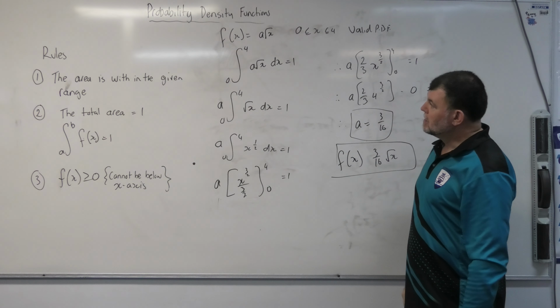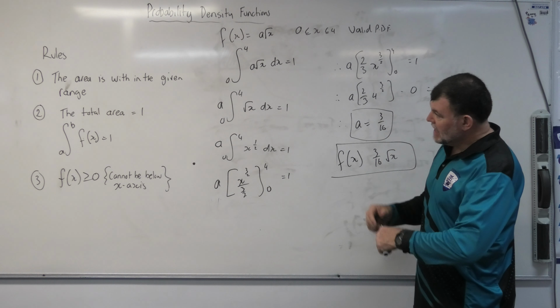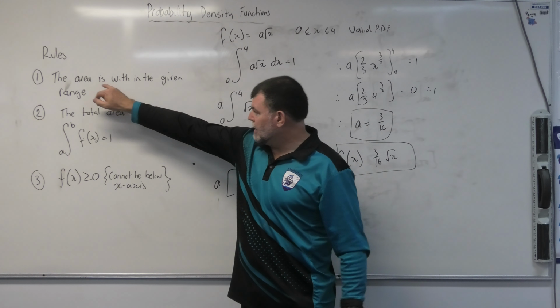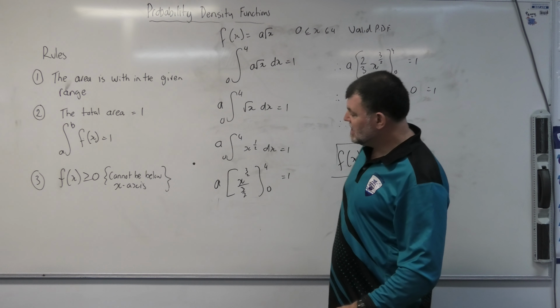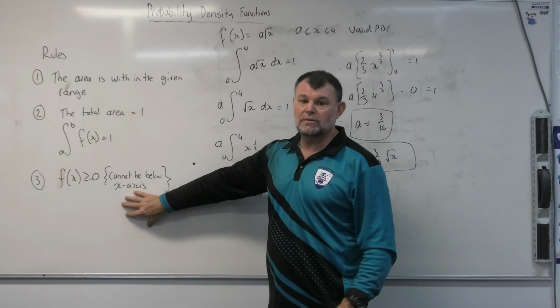So the probability density function comes down to the 3 rules. The area is given within the range, the total area is equal to 1 when we integrate it, and the function itself has to be greater than 0.